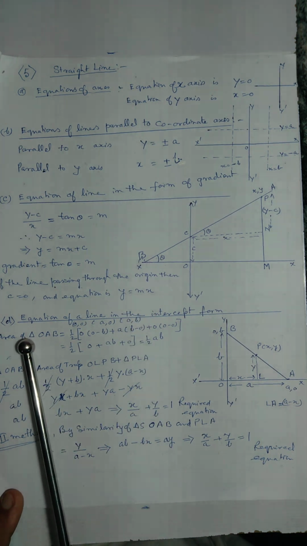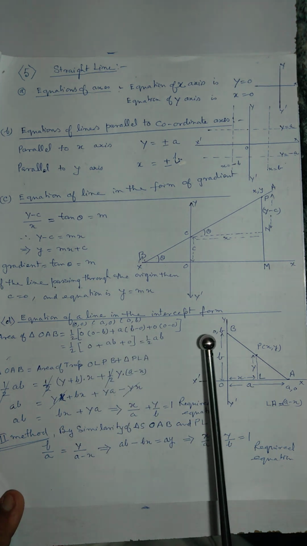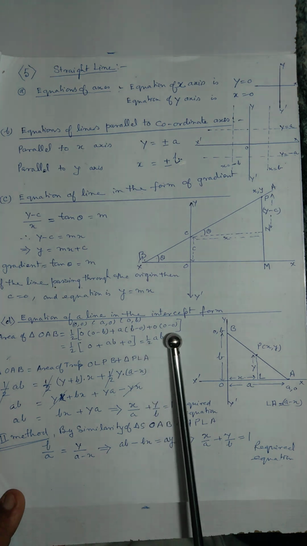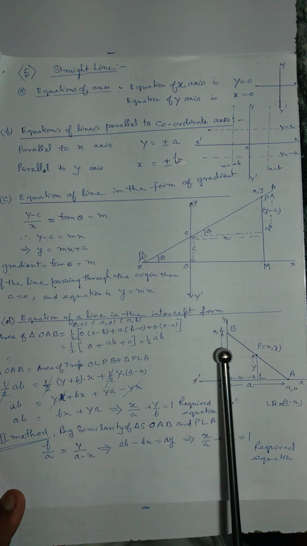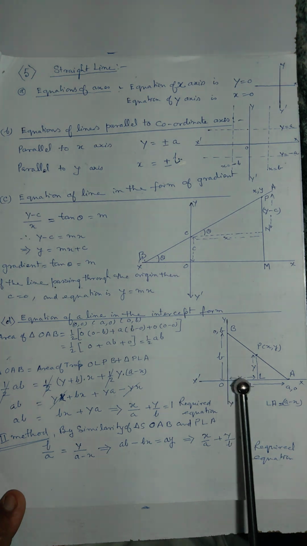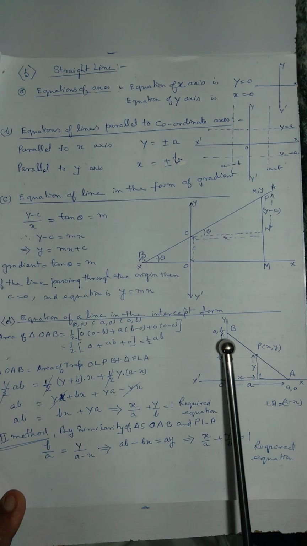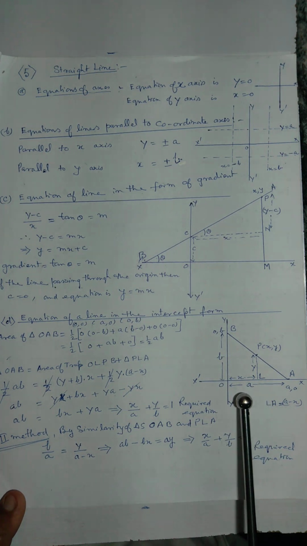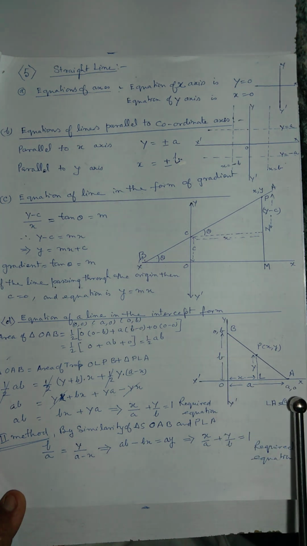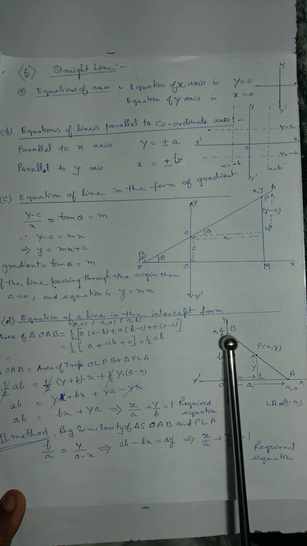Now D, the equation of a line in the intercept form. There is a line AB which cuts the x-axis and y-axis so that OA is equal to a and OB is equal to b. So the coordinate of the point A is (a, 0) and the coordinate of the point B will be (0, b).